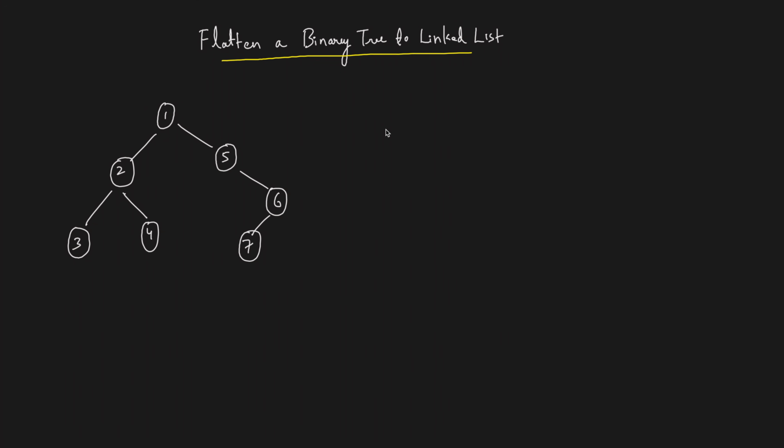Today we will be solving the problem, flatten a binary tree to a linked list. Now you might be thinking, oh, this is an easy problem. What is tough in it? It is tough. Let me tell you how you need to flatten it, and then I'll tell you why it is tough. Basically, you need to make this into a linked list like this.